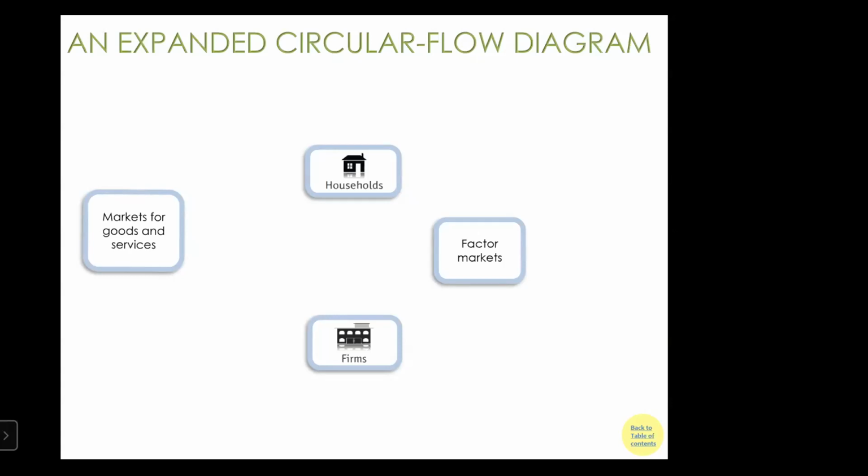The reason we do that is because the real world is so complicated. Okay, and so we would lose our insight by directly looking at the actual world. Instead, we are going to use a simplified representation. Okay, and the way we simplify it is we start with two agents and two markets.